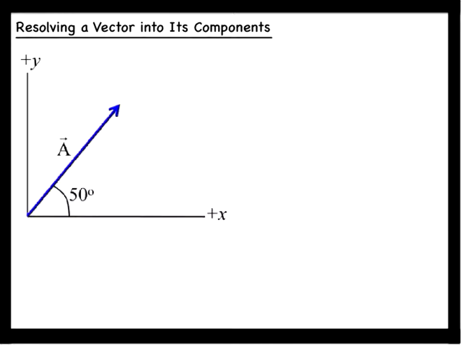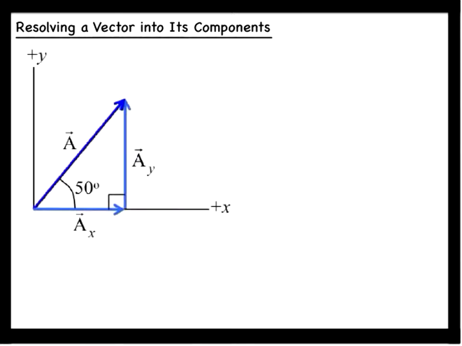We can resolve the vector A into an x and y vector component that point along an axis direction. Notice that the two vector components are perpendicular to each other and add vectorially to equal the original vector A. From the figure we see that the two vector components form the legs of a right triangle, and the original vector A is the hypotenuse. Since we know the magnitude of A and one of the angles in the right triangle, we can use the trigonometric functions to find the magnitudes or lengths of A sub x and A sub y.